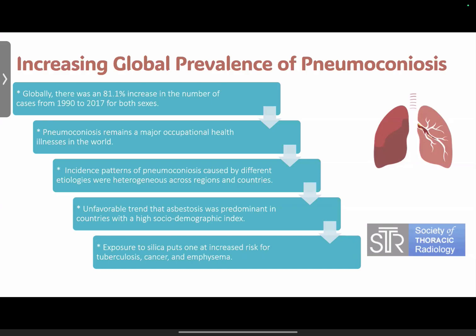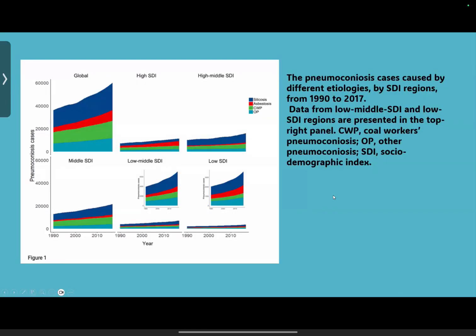So this is a major occupational health illness in the world, and obviously it depends on what kinds of things are allowed in different countries. And as you can see here, an unfavorable trend: asbestosis was predominant in countries with high socio-demographic index. For example, in Australia and New Zealand, they have a lot of people who come up with asbestosis. So exposure to silica puts one at risk for tuberculosis, cancer, and emphysema. Moving on here.